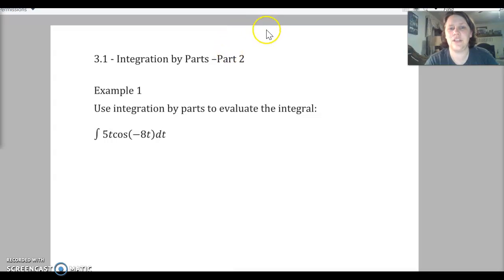Okay, so let's review here what our equations are for integration by parts. We have the integral of u dv is equal to uv minus the integral of v du. Okay, so that's our equation. And also our acronym that will help us choose our u value.